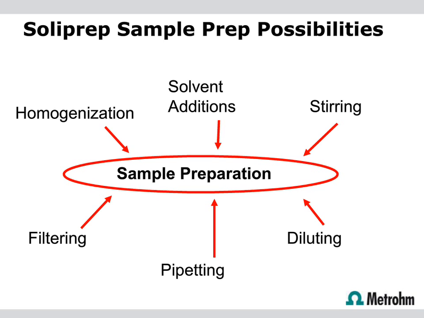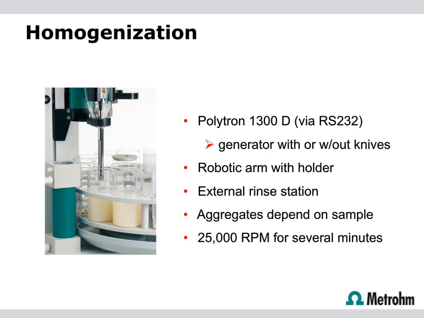So you can see here we have a picture of the homogenizer. Again, it's a 25,000 RPM homogenizer unit, so it really does the job very quickly in a few minutes. There's also, if you look slightly to the left of the robotic arm, a rinse station, and again, that's critical to make sure that you have jet washing of the homogenizing unit in between samples, so you obviously don't want to get sample carryover.